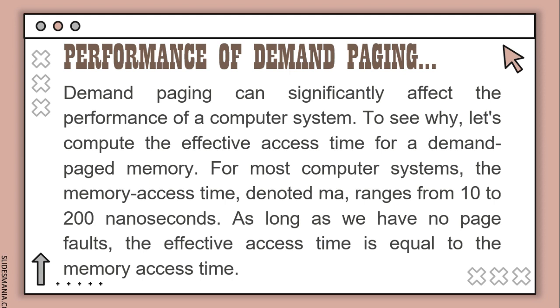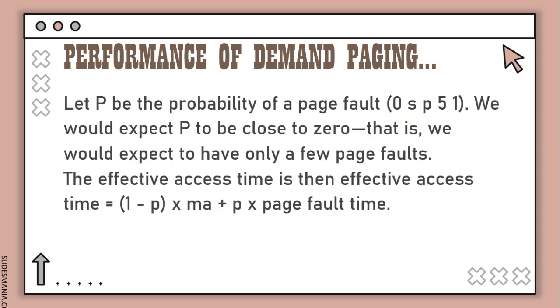Next is performance of demand paging. Demand paging can significantly affect the performance of a computer system. To see why, let's compute the effective access time for a demand-paged memory. For most computer systems, the memory access time, denoted MA, ranges from 10 to 200 nanoseconds. As long as we have no page faults, the effective access time is equal to the memory access time. However, if a page fault occurs, we must first read the relevant page from disk and then access the desired word. Let P be the probability of a page fault, 0 ≤ P ≤ 1. We would expect P to be close to 0; that is, we would expect to have only a few page faults. The effective access time is then: effective access time = (1 - P) × MA + P × page fault time.